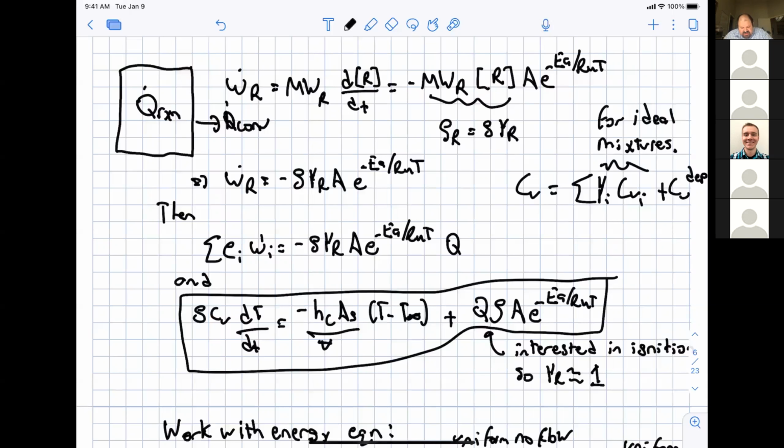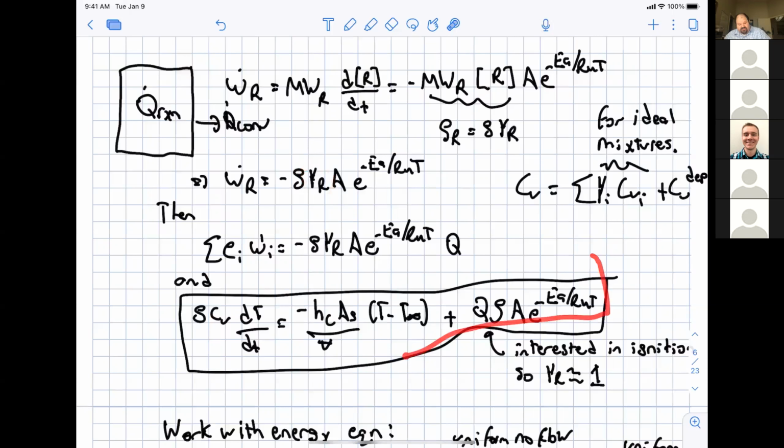And an interesting thing about Semenov theory is he was only concerned with ignition. And so he was looking in the limit as just the chemical reaction really starts to take off and go very rapid. And before that happens, the mass fraction of the reactants is essentially a constant at 1.